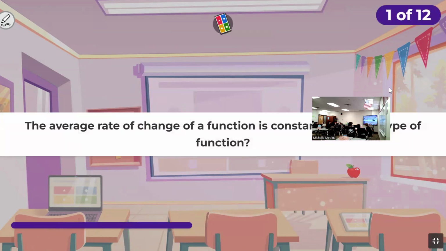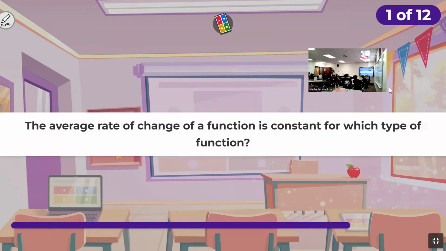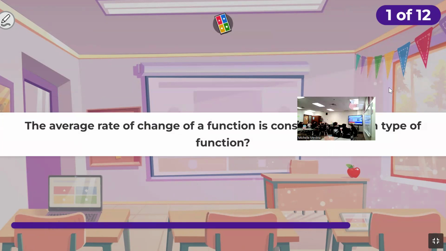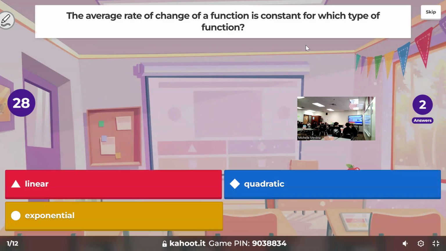Okay, the average rate of change of a function is constant for which type of function? Linear, quadratic, or exponential?